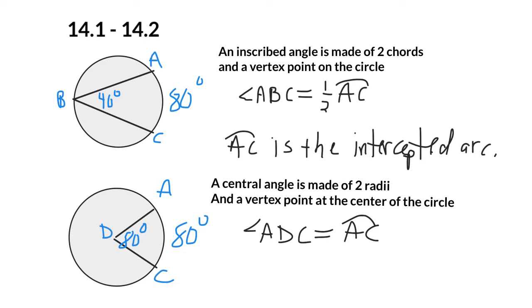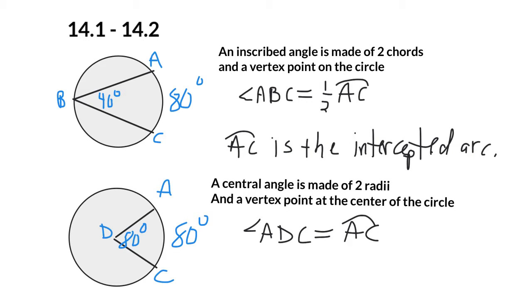In sections 14.1 and 14.2, we'll be learning about inscribed angles. An inscribed angle is formed by two chords of a circle with a vertex point that is on the edge of the circle. The important thing here is that the size of the inscribed angle ABC is 1/2 the size of the intercepted arc. AC is the intercepted arc.